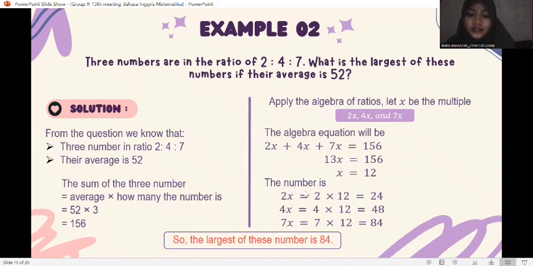The numbers are 2x, 4x, and 7x. For 2x, 2 times 12; for 4x, 4 times 12; and for 7x, 7 times 12. For 2x, the final answer is 24. For 4x, the final answer is 48. For 7x, the final answer is 84. So the largest of these numbers is 84.